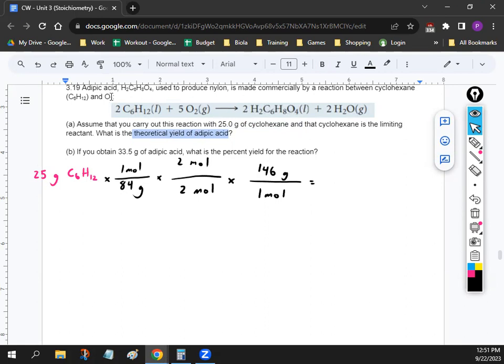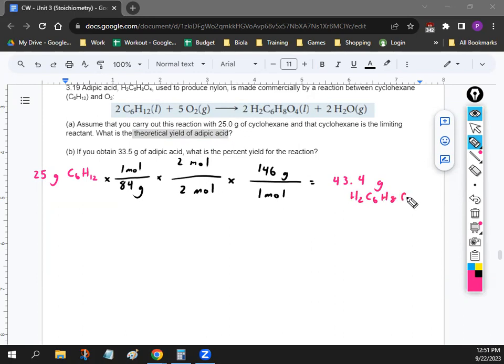We use the mole ratio from the balanced equation, so 2 to 2. It's 2 here, 2 here. And then we just find the molar mass of adipic acid, 146 grams. Everybody got that? Okay. So for your final answer, you should get something around 43.4 grams. As long as you're in that ballpark, you should be good.